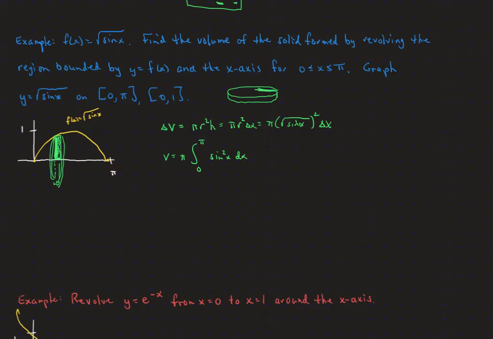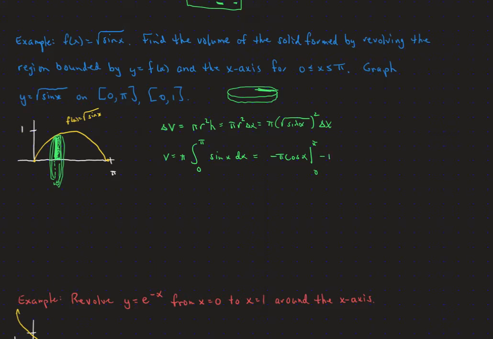Okay, and we'll just set up that integral. I'm sorry, the square root of sine x squared is going to be just sine x. So this integral we can do fairly painlessly. The integral of sine x is going to be a negative cosine x. We've got the pi in front, and we're going to evaluate that from 0 to pi.